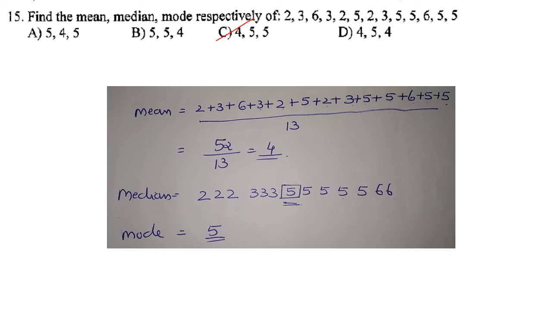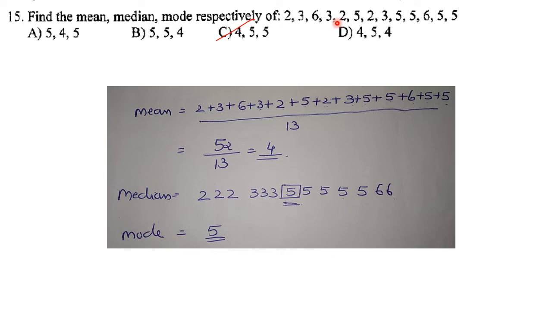The next one. Find the mean, median, mode respectively of these following numbers. So how will you find the mean? Mean is total sum of the numbers divided by total numbers. So this is the sum of the numbers, the total numbers. There are 13 numbers. So 52 divided by 13 is equal to 4. So mean is equal to 4. Then median. Median, you have an odd number of numbers here, that is 1, 2, 3, 4, 5, 6, 7, 8, 9, 10, 11, 12, 13.